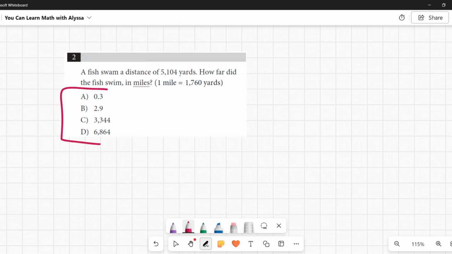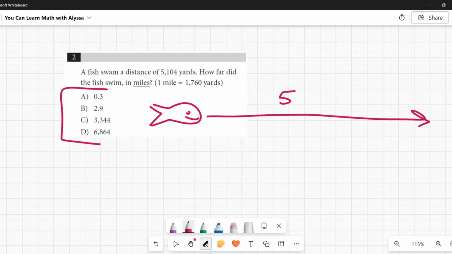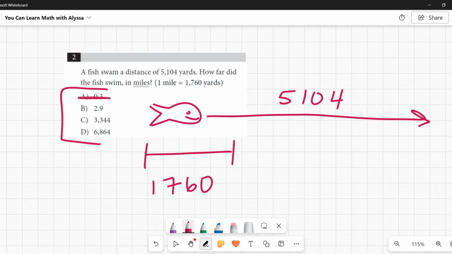A fish swam a distance of 5,000. Just draw a little fish. Haha, happy fish. Fish swam a distance of 5,104 yards. How many miles? 1 mile is 1,760. So I know he swam more than 1 mile because 1,760 is less than 5,104. So 0.3 miles, no, that's wrong. He swam more than that.